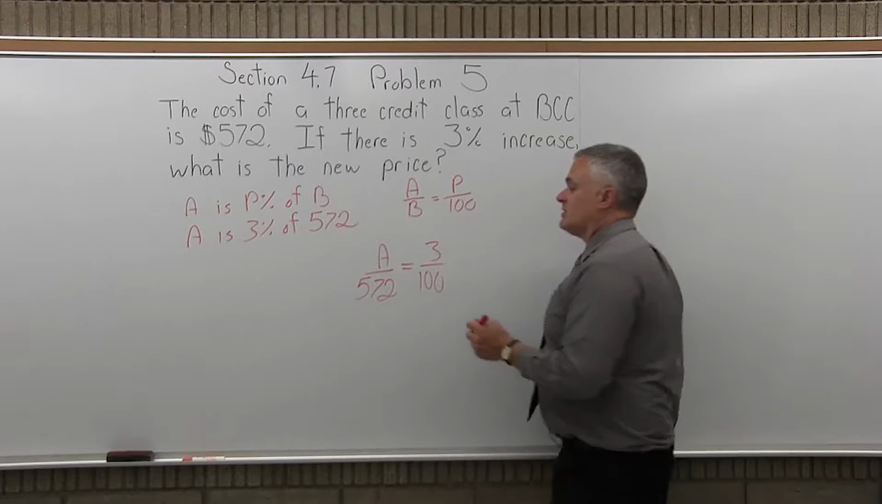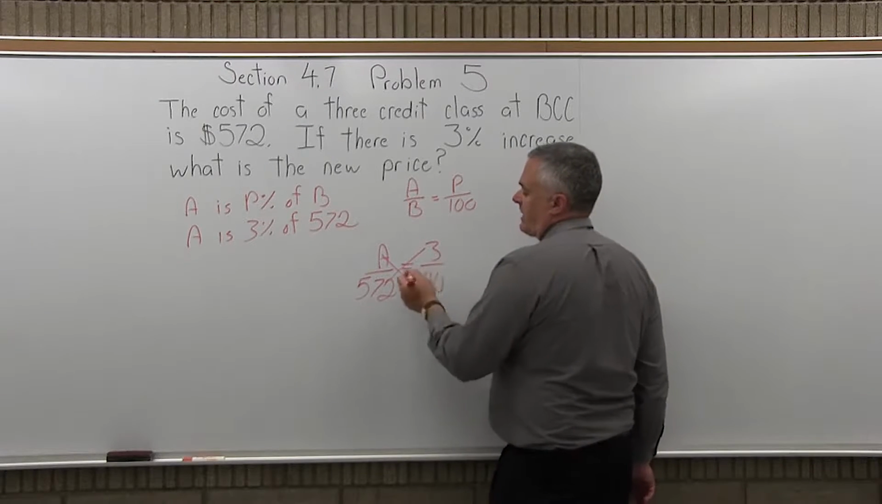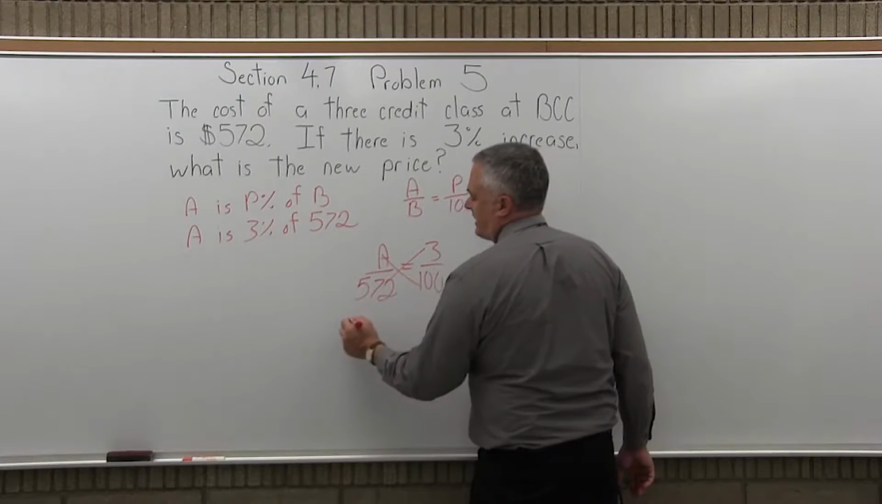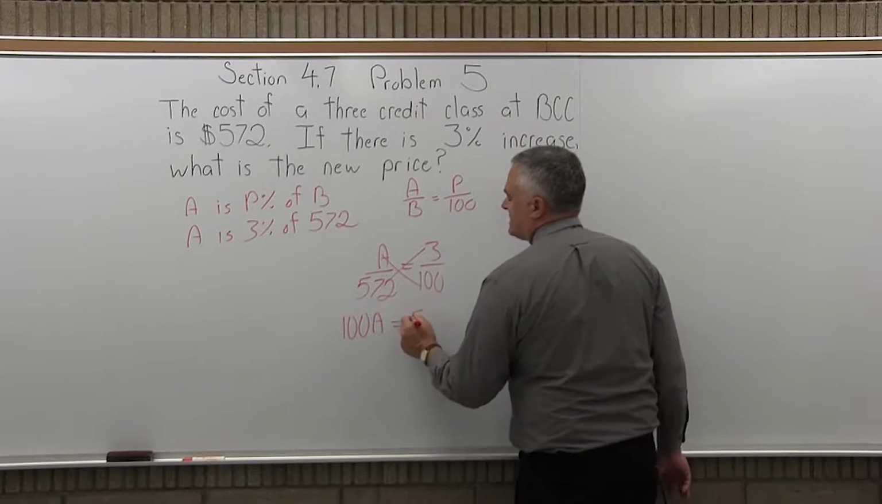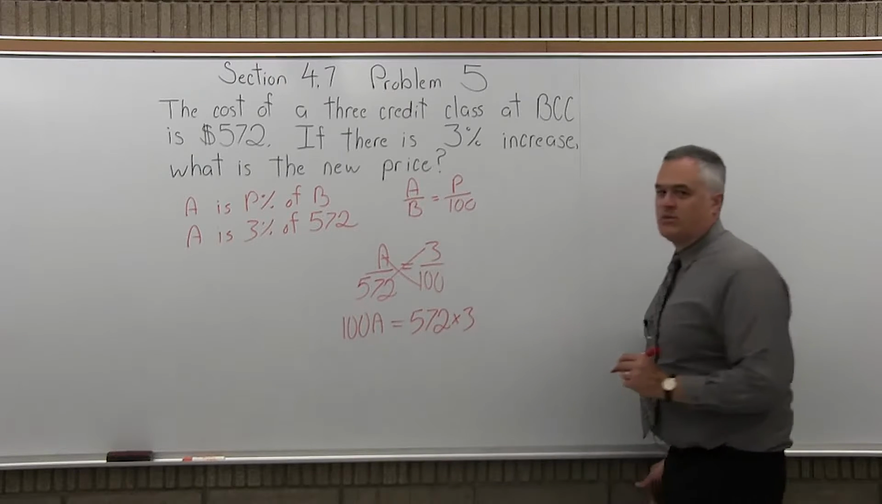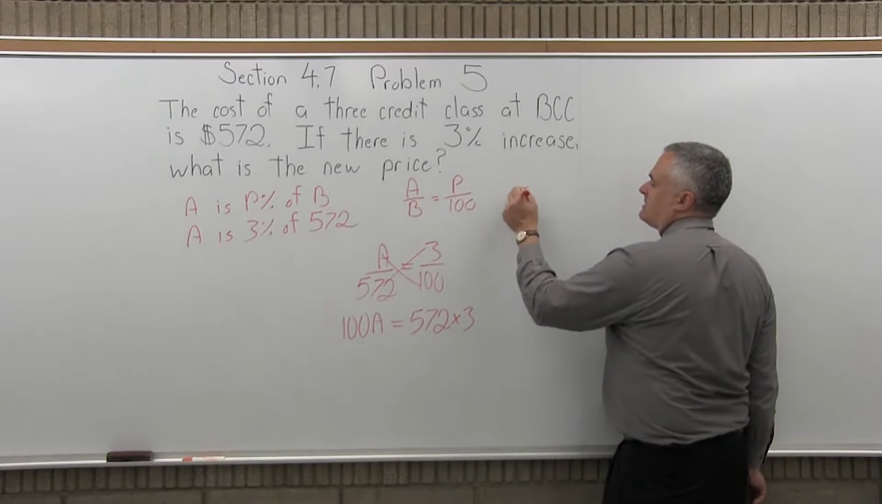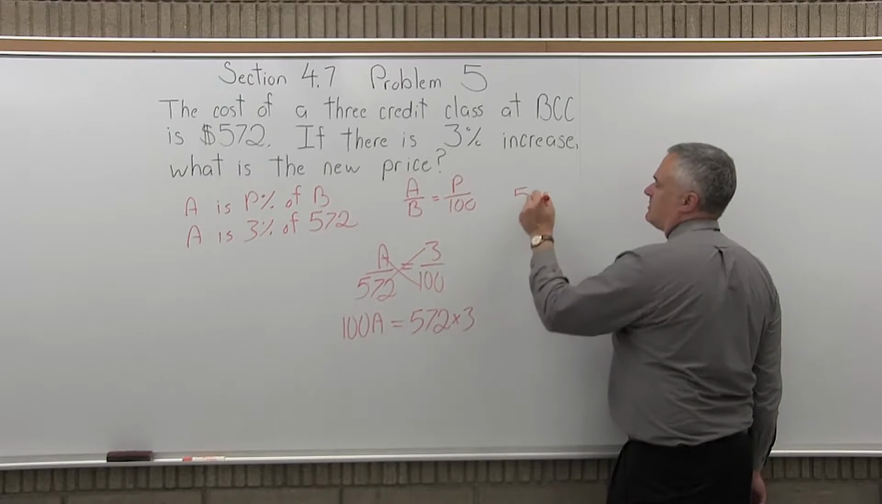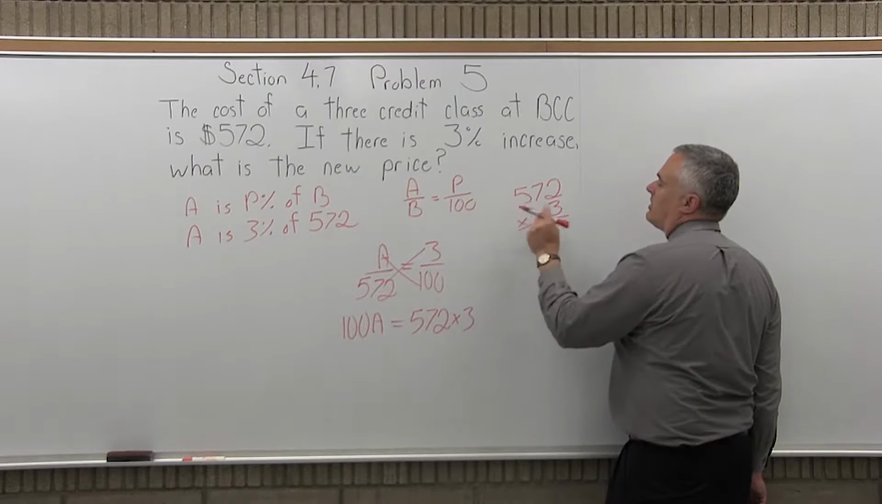I can solve it. To solve something like this, I will multiply across and divide by my number. So A times 100 will be 100A. That's easy. Equals 572 times 3. That I'm going to have to do a little work for. If you can use a calculator in your math class, then it's a piece of cake. Just multiply 572 times 3. If you can't, just go off to the side and multiply it the long way.